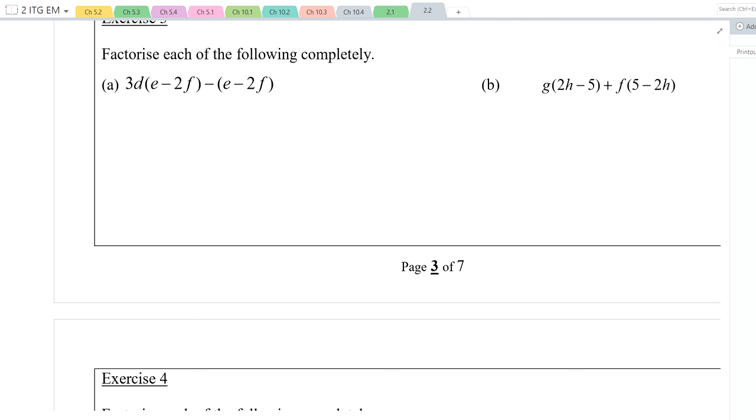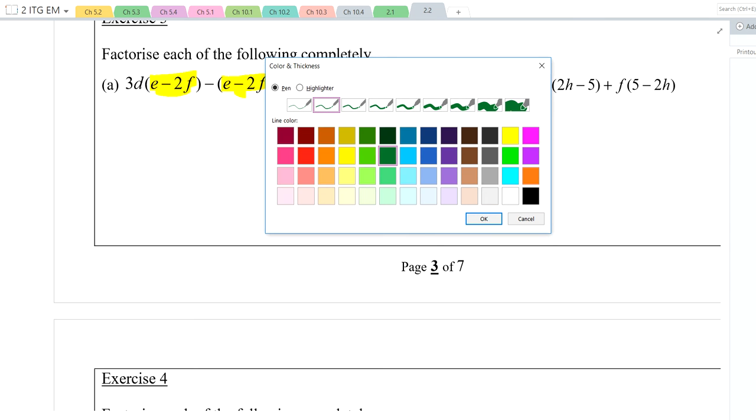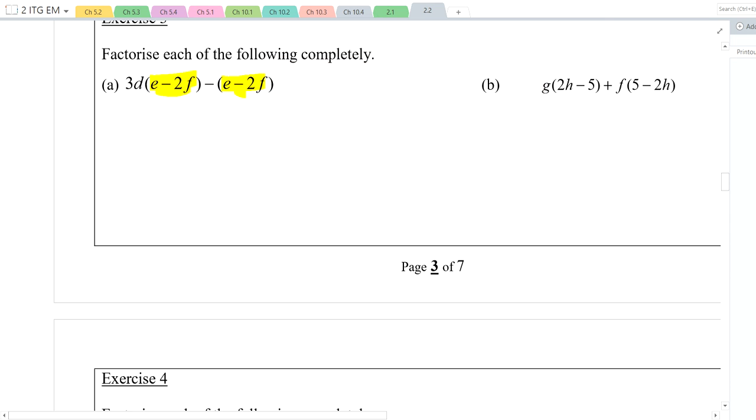Is there a common factor for part A? What is the common factor? E minus 2f is the common factor. You see that it is found in both terms. So what shall I factorize out? E minus 2f. Excellent. So this gives me E minus 2f. That is the common factor. I factorize it out. Then I must open a bracket.